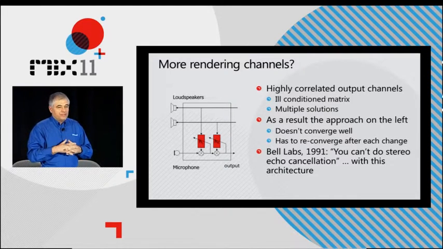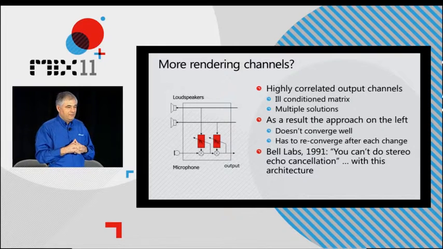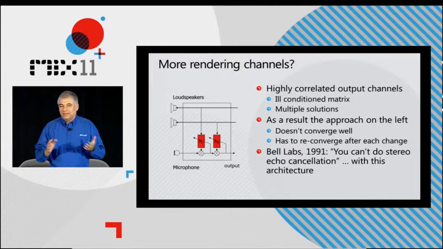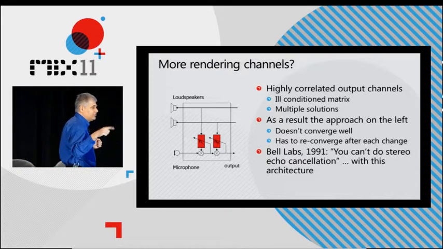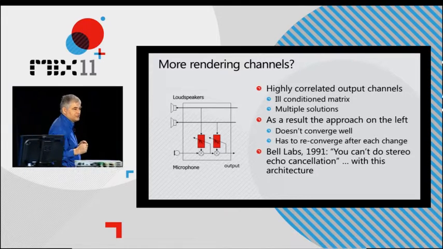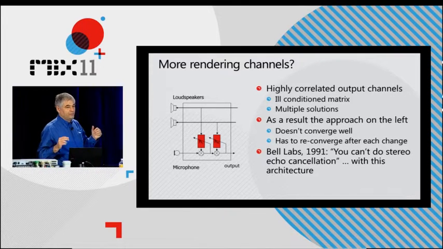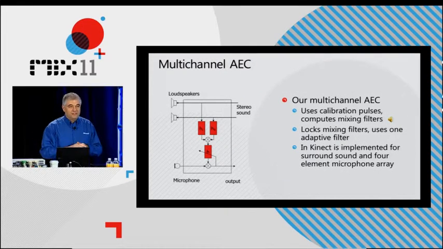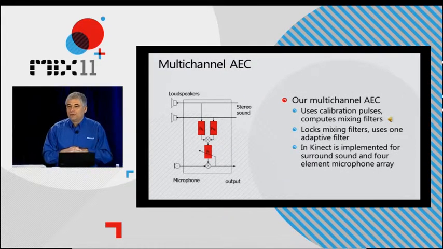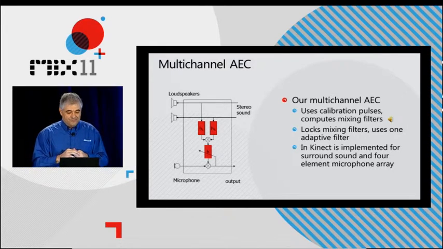Even the inventor of the acoustic echo cancellation himself, in 1991, published a paper mathematically proving why this is not theoretically possible. So now the question is, can we reduce the number of unknowns from 2 to 1 to be equal to the number of the microphone channels? And this is why in Kinect we use this architecture.